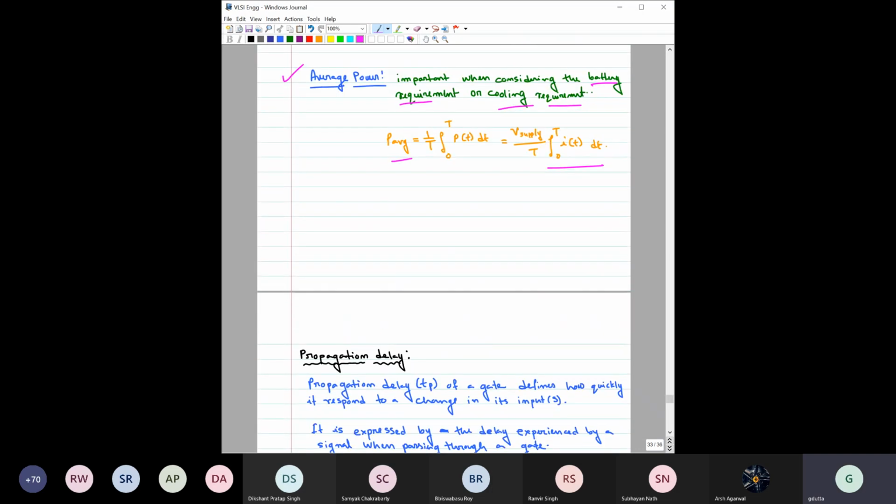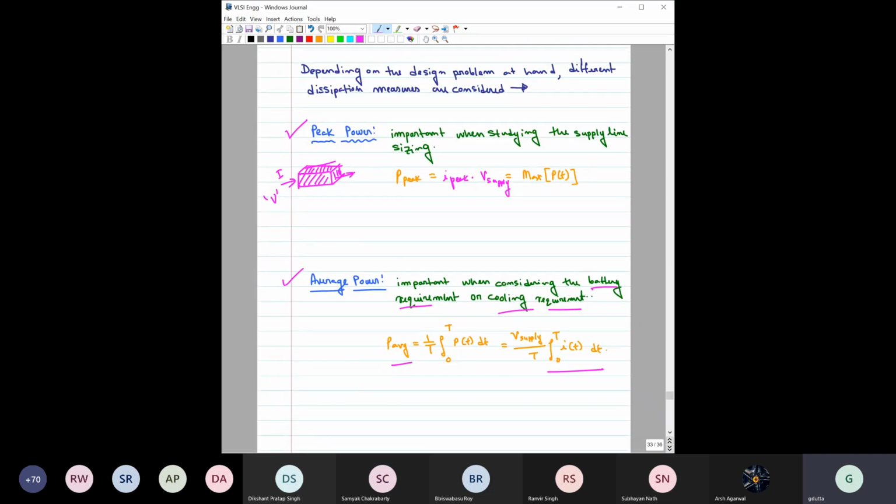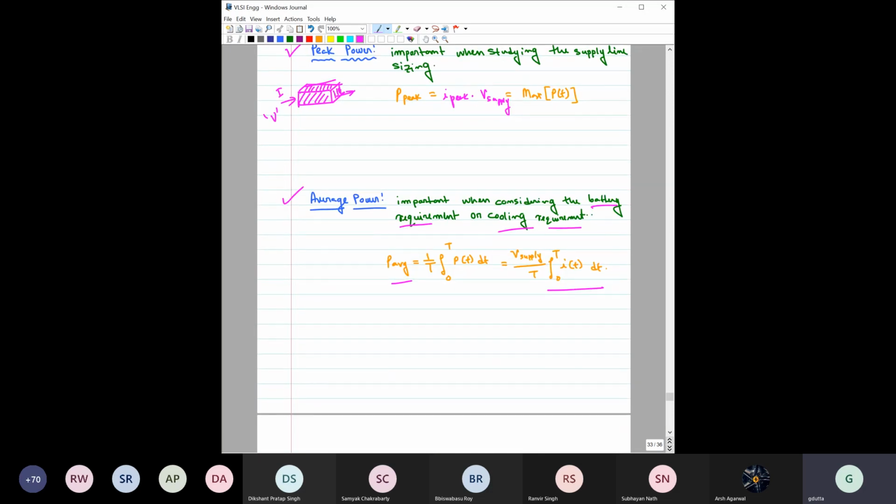More discussion on this power-related topic and on the CMOS inverter itself, we will take up in later stages.